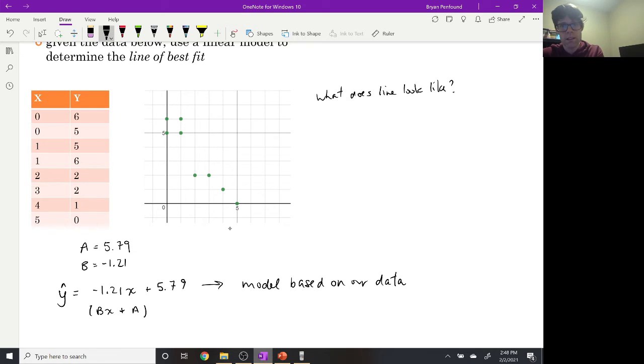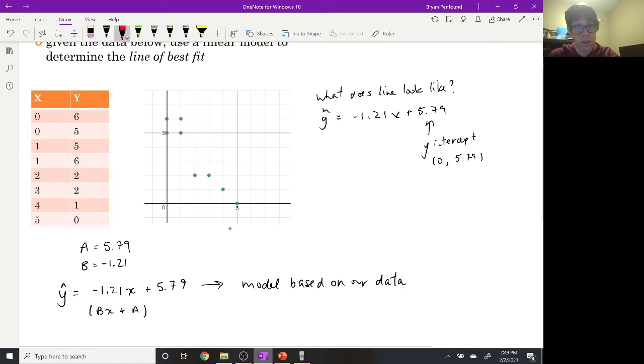So our model is this. This is the y-intercept. The y-intercept automatically gives us a point on this line, and that point is x equals 0 and y equals 5.79. So I could go ahead and plot that y-intercept. I'll just do this in red, so maybe somewhere up in here. So there's our y-intercept.